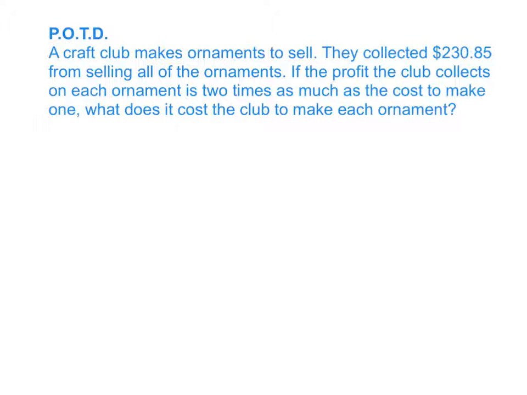So, number one, we have to figure out through all these words, what is the question asking us to figure out? Reagan? What's the cost of one ornament? Yeah, we want to figure out how much it costs to make one ornament. Now, what important information do we need to know? Michael? That they collected $230.85 in total. Okay. And they collect 2 times as much money than it cost to make one. Okay, so the profit means they made 2 times as much as it costs to make them. Okay. Now, can we solve this problem given this important information?